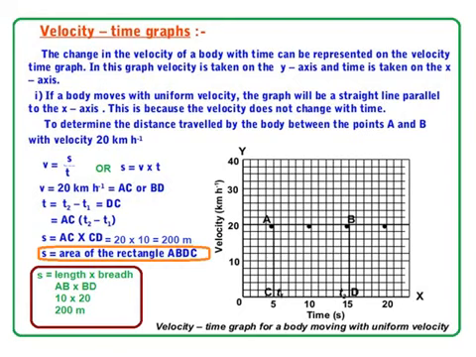Therefore, the total time taken by the body to move from A to B is 15 minus 5. That will be 10 seconds. So when you multiply the velocity 20 with the time 10, you get 200 meters. So this 200 meters, we got it from formula.